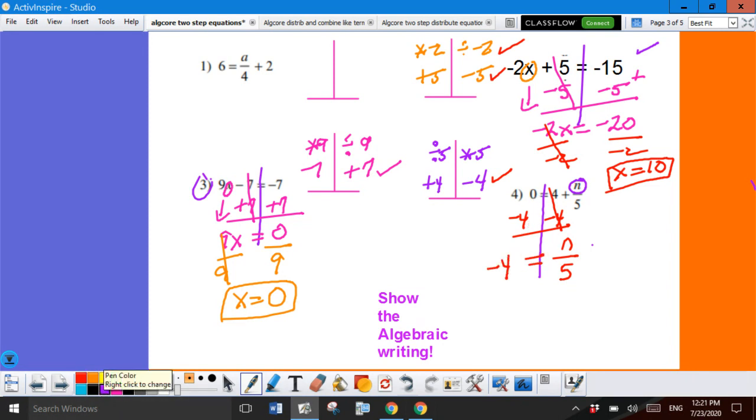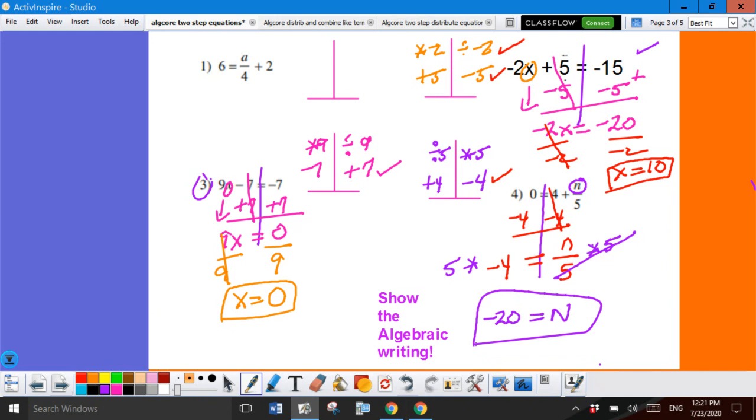Okay, now watch this multiplication. So when I multiply, times 5, those guys go away. Okay, so I'm left with an n, and 5 times negative 4 is 20. So that one is done. All right, see what you can do with number 1. Write your steps. See if you can get your answer.